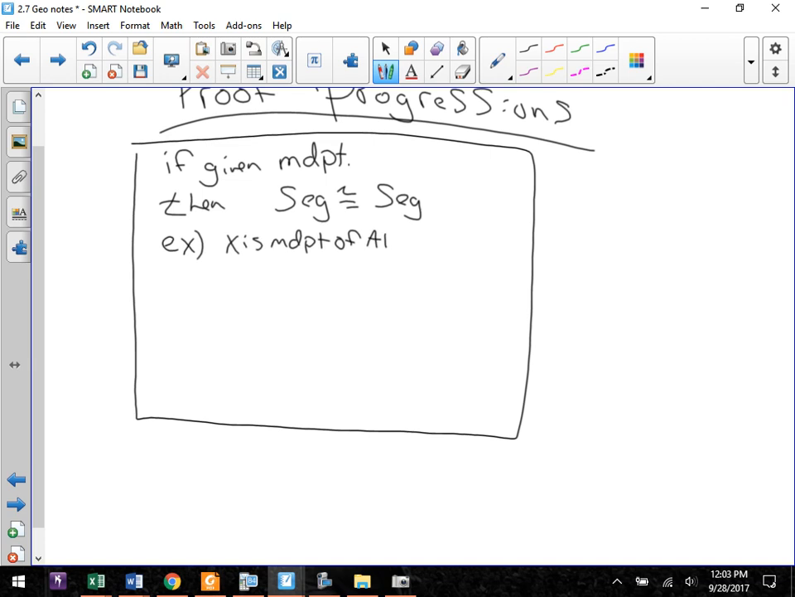of AB. You're given X is a midpoint of AB. What would that look like? What's the main segment to start with? AB, right? So it would look like this. Here's A, here's B. Where's X? In the middle, okay?